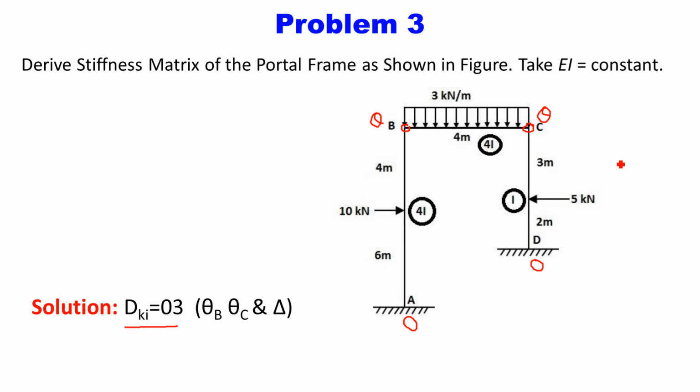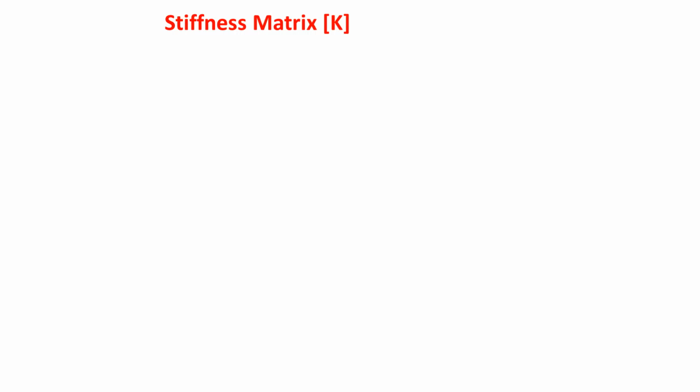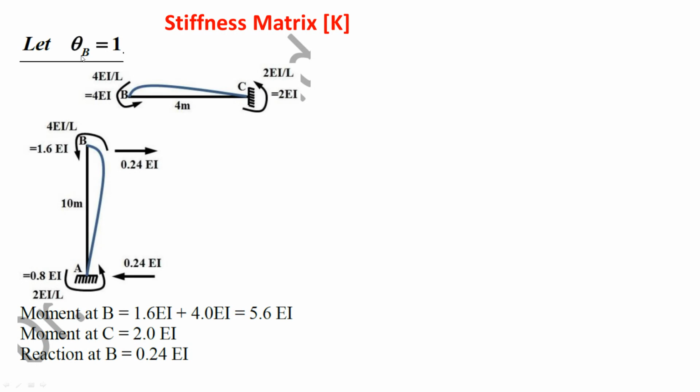Now based on whether the frame is a sway frame or non-sway frame, you can decide the third unknown: there will be delta present or not. Since the columns are unsymmetric, I is also unsymmetric, and loading is also unsymmetric, this frame is a sway frame. So there will be a delta unknown also. So DKI is equal to 3, that is theta B, theta C and delta, that is sway. Now one by one, if you give the unit displacement, there will be three figures: theta B equal to 1, theta C equal to 1 and delta equal to 1. This is the first figure, theta B equal to 1. Now please understand, you have a frame like this.